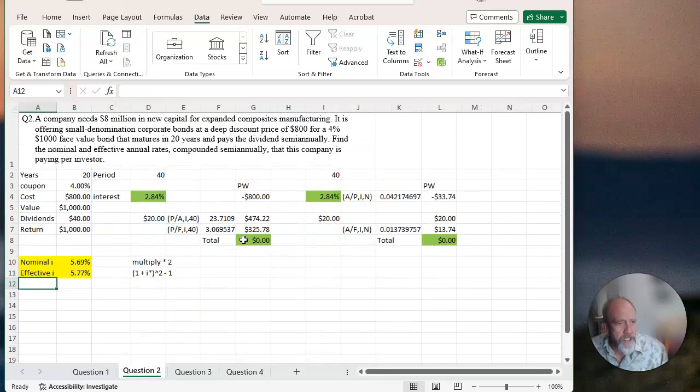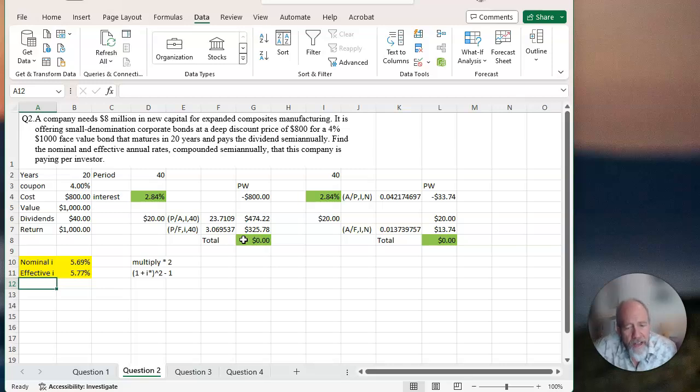The next question. Okay, so basically, you need $8 million. It doesn't really matter how much you need because that's not what the question is about. And so what we're doing is they're issuing bonds. Bonds are things that you can buy and you're going to get a return on the bond. So you buy this bond.